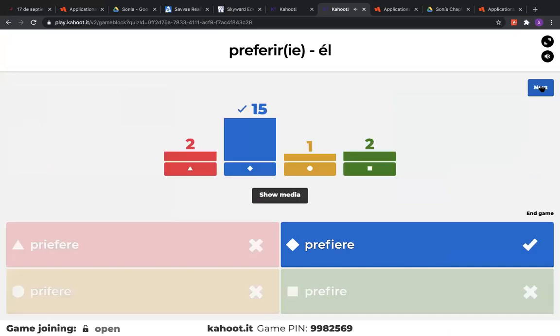Good job. So the trick here was, look, there's two E's in the stem. If there are two E's in the stem, always change the second E. So that's why it would be prefiere. There it is, prefiere.